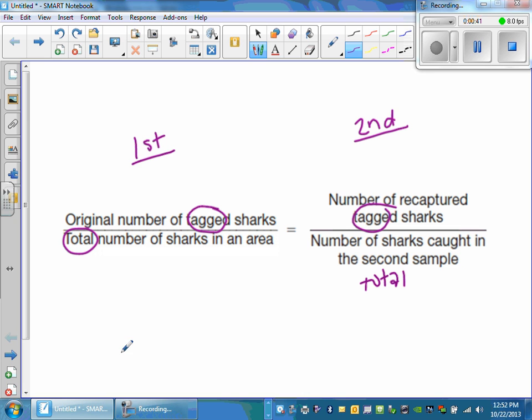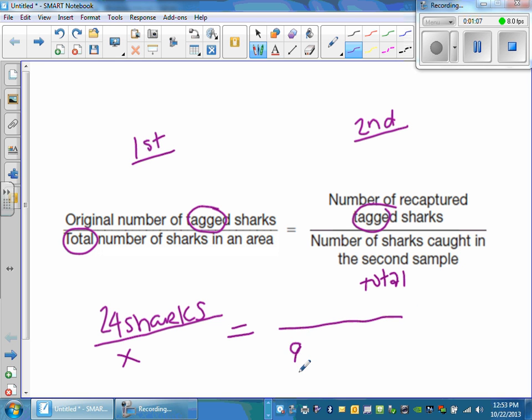So in the example that they give, they said that they had originally caught and tagged 24 sharks. We're always looking to find the total number of sharks in an area, so for now we're going to keep that as X. And then the problem says that the second time around they caught 80, which would be the total. And then only 8 of them were captured, or tagged, sorry. Then you can go ahead and solve for your X variable.